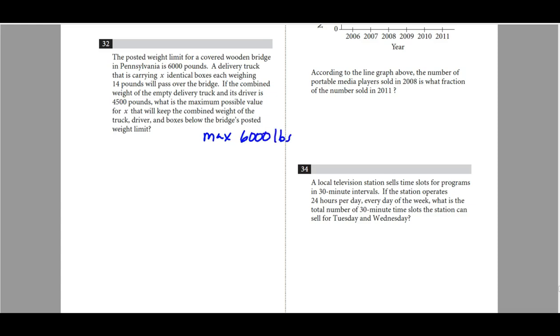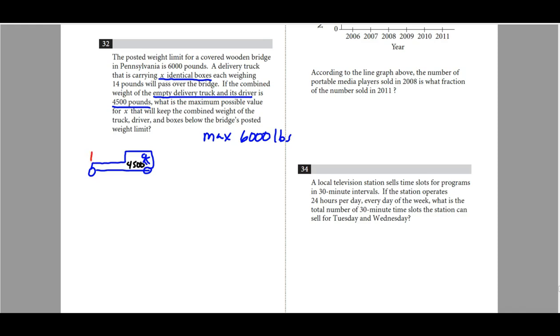A delivery truck that is carrying X identical boxes. So X means we don't know how many boxes it has on it. Each weighing 14 pounds is going to pass over the bridge. The combined weight of the empty delivery truck and his driver is 4,500 pounds. So it's going to be a pretty bad drawing of a truck, but we have this truck with the driver inside of it. Just that in itself is 4,500 pounds.